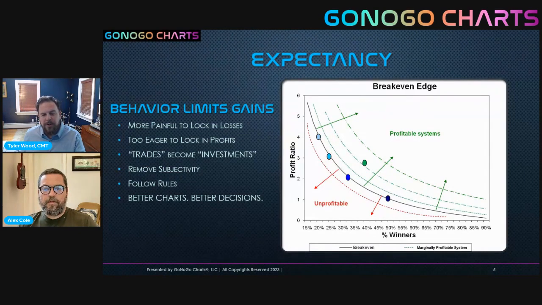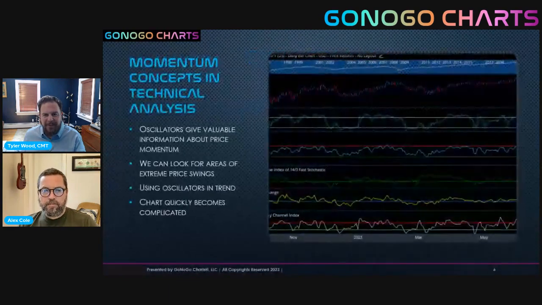So with GoNoGo Charts, we want to improve not only our strategic edge in our analysis, but also our money management discipline. And that's what we're going to talk about today with that interplay between trend and momentum. So Alex, one more quick review. As we talked about in video number 3, let's just review those momentum concepts.